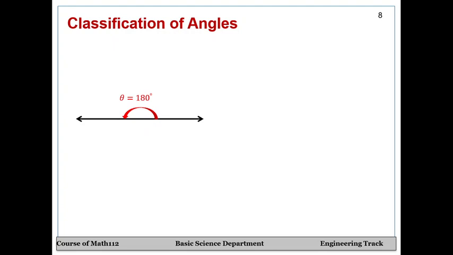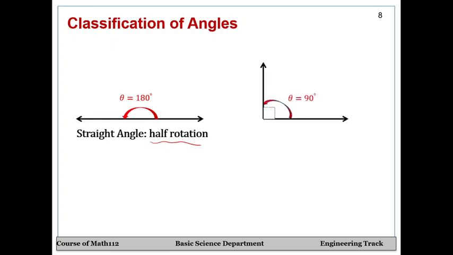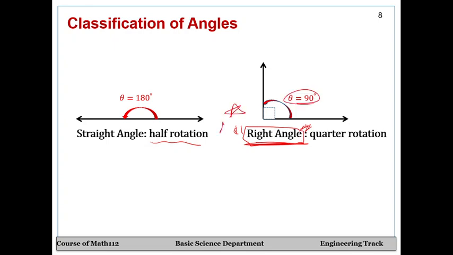This angle here, 180, is called a straight angle, and this corresponds to a half rotation. And now this is 90 degrees, and it corresponds to a quarter rotation, and we call it a right angle. So this is important here. You have to know what a right angle is. Right angle means 90 degrees. It's the most important angle type you have to know.